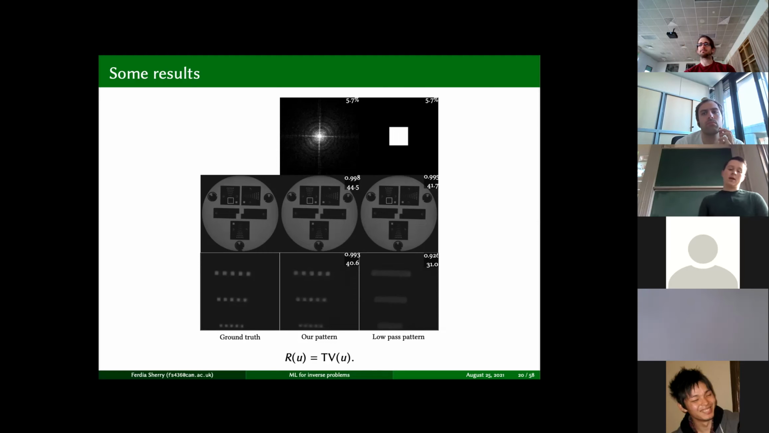So this unrolled iterative scheme approach that I'll describe in the next bit as well, that sort of allows you to cut down on your computation time by a good bit, and also allows for more flexibility in the learned reconstruction.